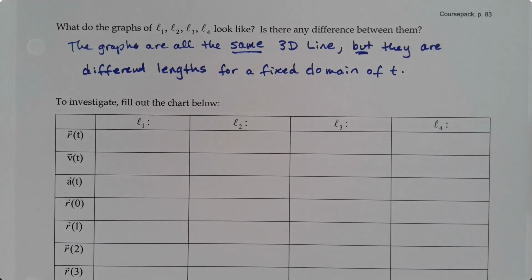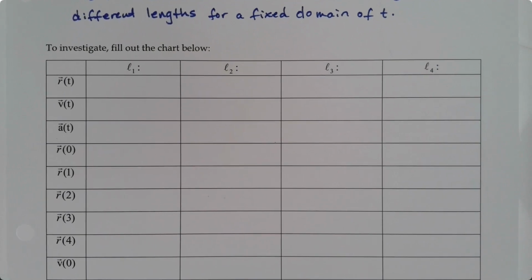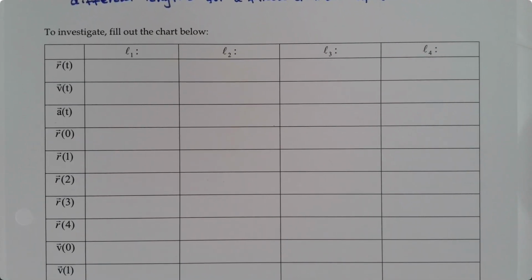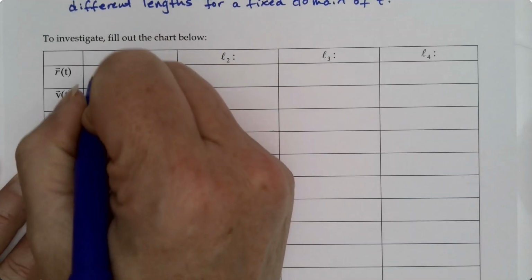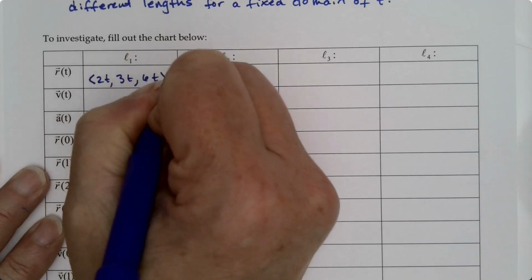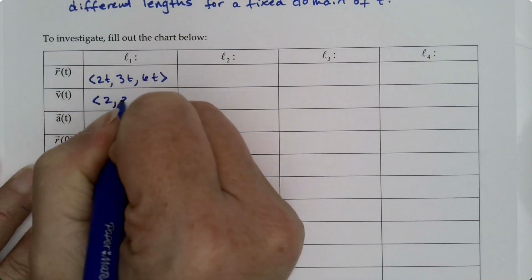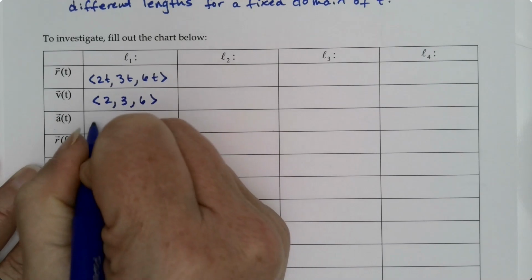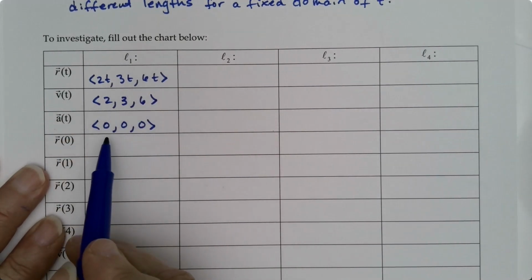All right, so let's explore that a little bit more and see a bit more of what's going on with the chart below. Now, this is going to be real tedious to fill out. So what I did was I named my functions. First of all, this is 2t, this is 3t, this is 6t, right? This is the velocity of that, which is the derivative of that, which is 2, 3, 6, and so on. And then the acceleration would be 0, 0, 0. So that's the first one.